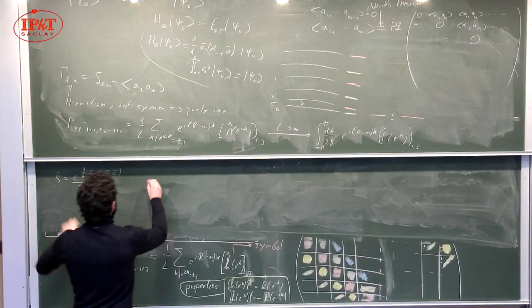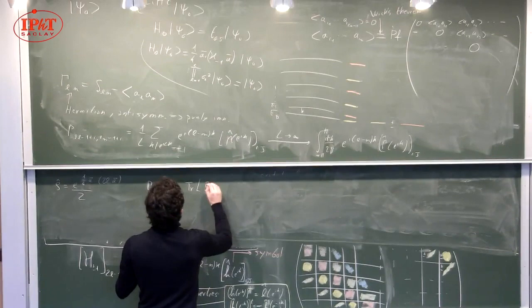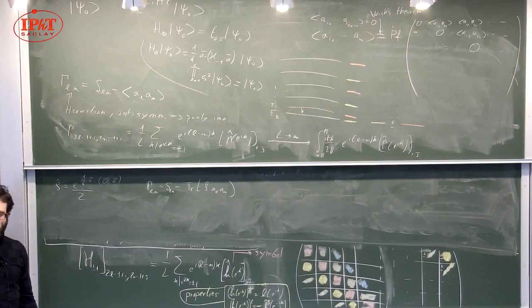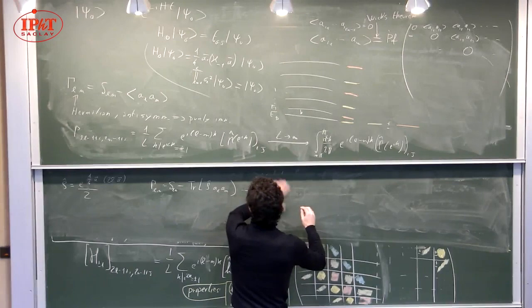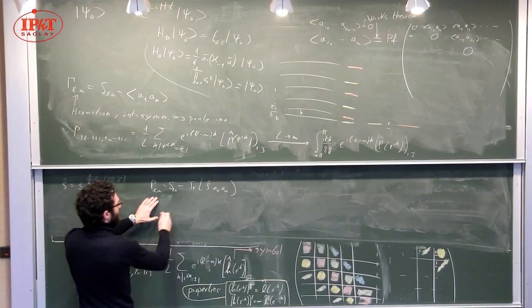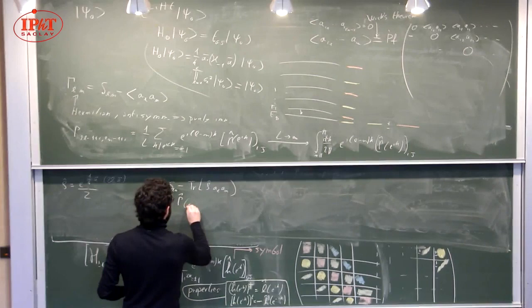So you want to compute the trace. You want to define gamma, as I defined here, gamma_ln equals delta_ln minus the expectation value in this state of the operator a_l a_n. There is a result, and the result is that this is equal to the hyperbolic tangent of the operator. This is completely characterized by the symbol. So the result is that the symbol of this correlation matrix, gamma of e to the ik, is equal to the hyperbolic tangent of the symbol of this operator.